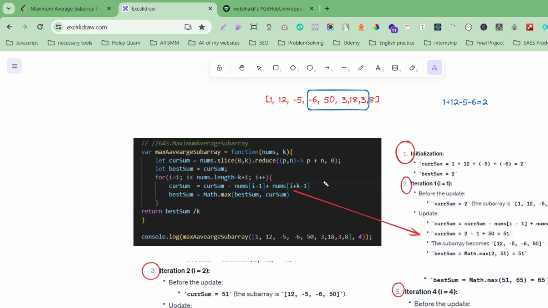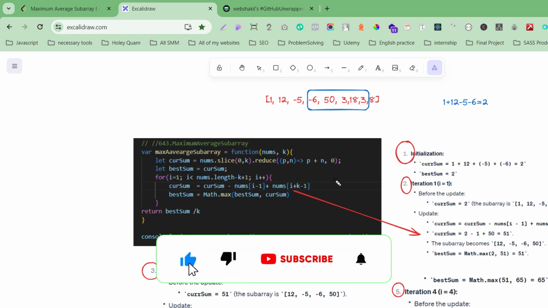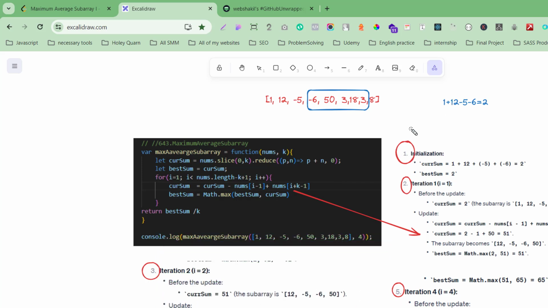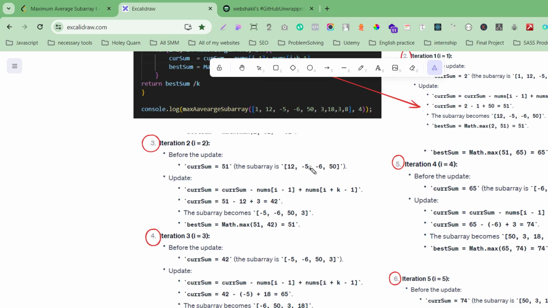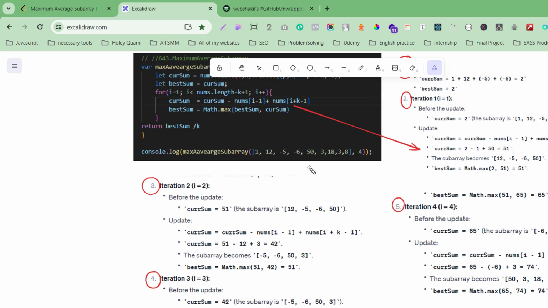A question may arise: why are we using the sliding window algorithm? Because if you apply brute force or any other algorithm, it will not be time efficient. So that's why the sliding window algorithm is applicable here. So you're learning two things: how to solve this problem, and another algorithm, the sliding window algorithm. So two things are learned over here.